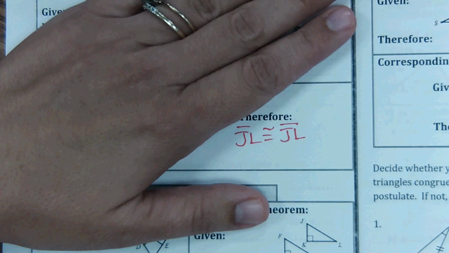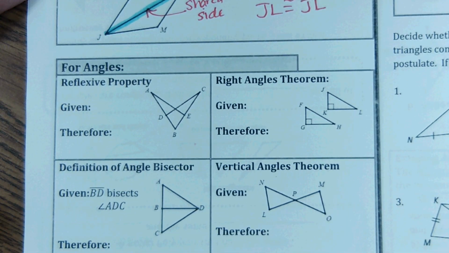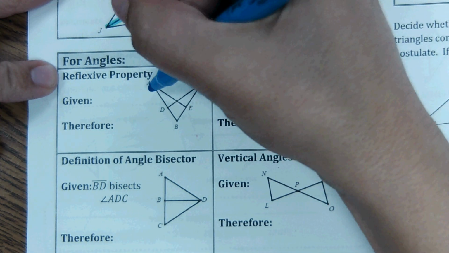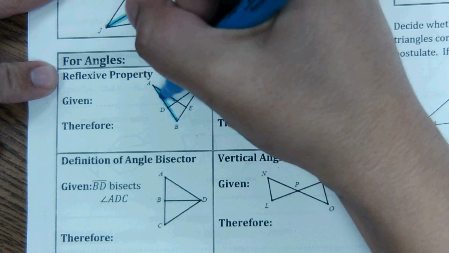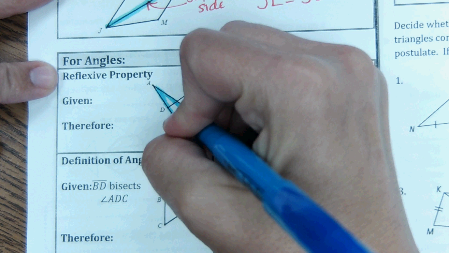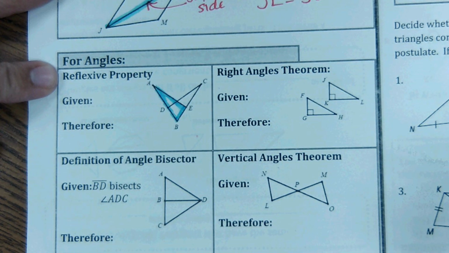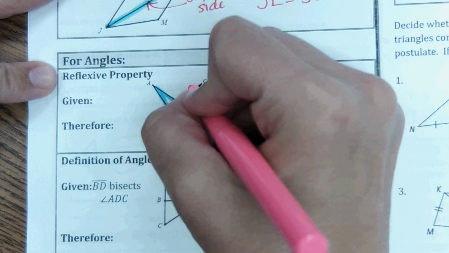Let's zoom in a little bit more. Okay, then it's focusing. Down here for angles, we're going to look at the reflexive property for angles. In this picture, you have two triangles. You have a triangle right here, and you have a triangle right here.